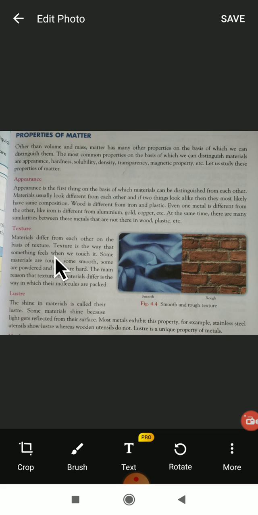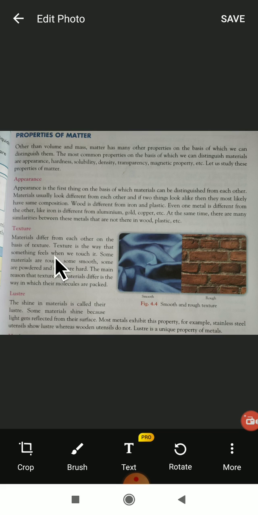Texture is the way that something feels when we touch it. So what is the meaning of texture? To know the property of texture, we have to feel it when we touch that object or that thing. We will feel something, like it is smooth or hard or rough, and we will come to know. So that is the meaning of texture. Texture is nothing but what?